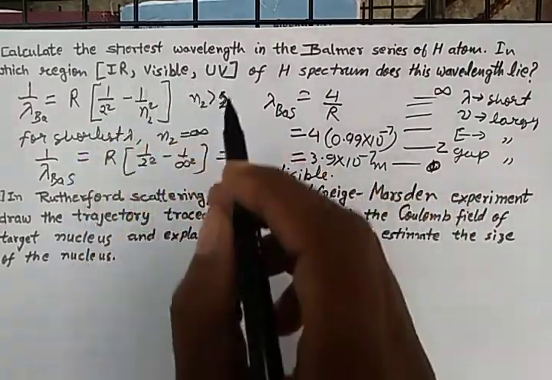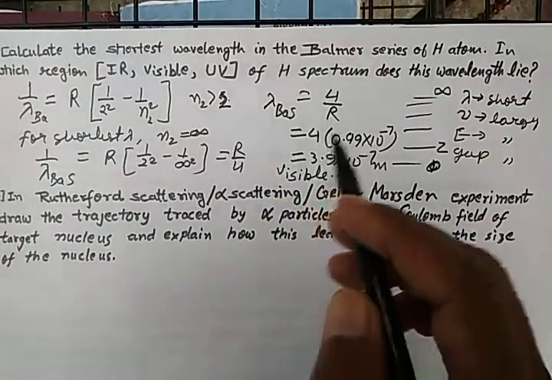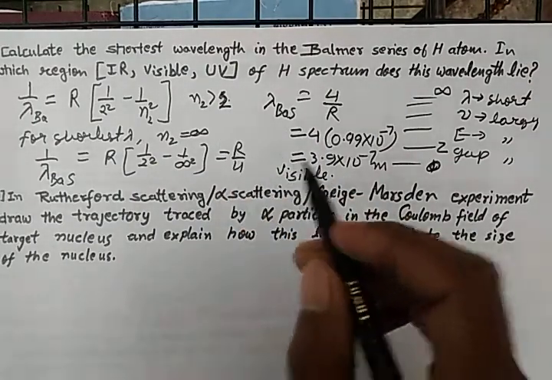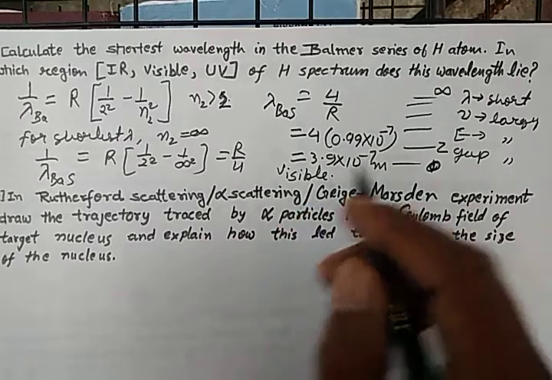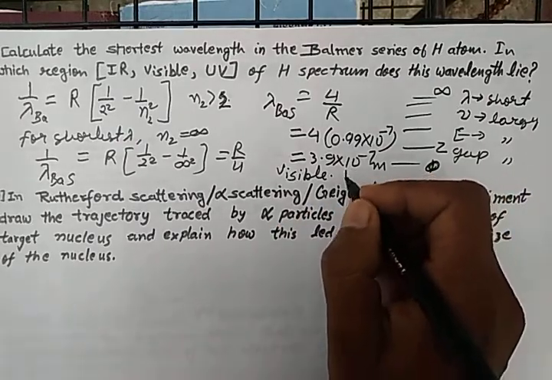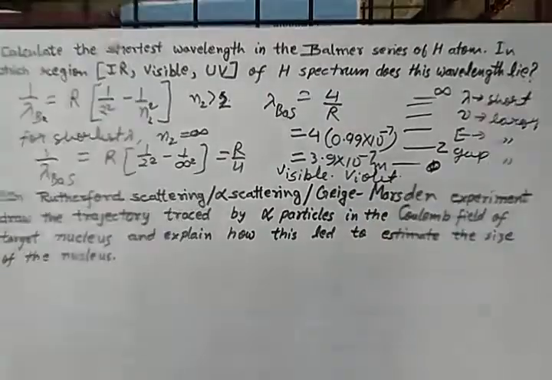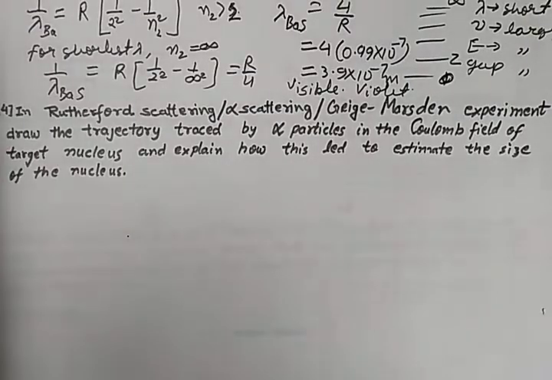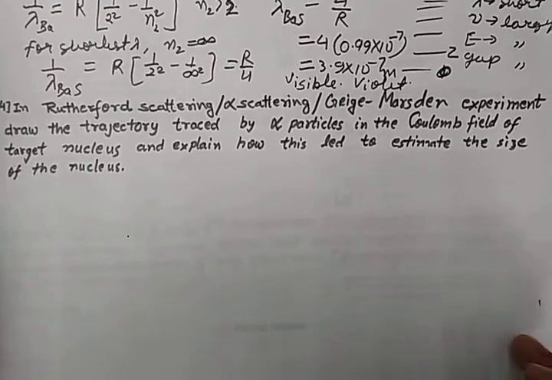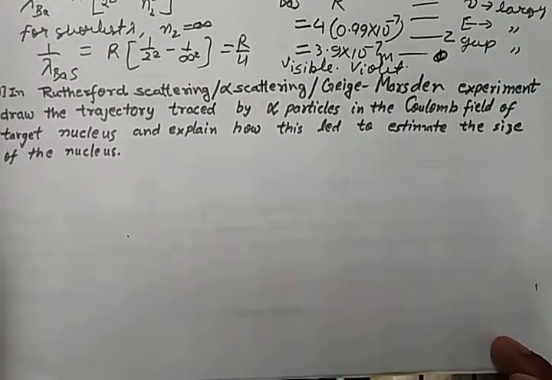Actually it is close to that ultraviolet region, but yeah, it is just touching the visible region, and it is violet, because the shortest visible wave is violet.